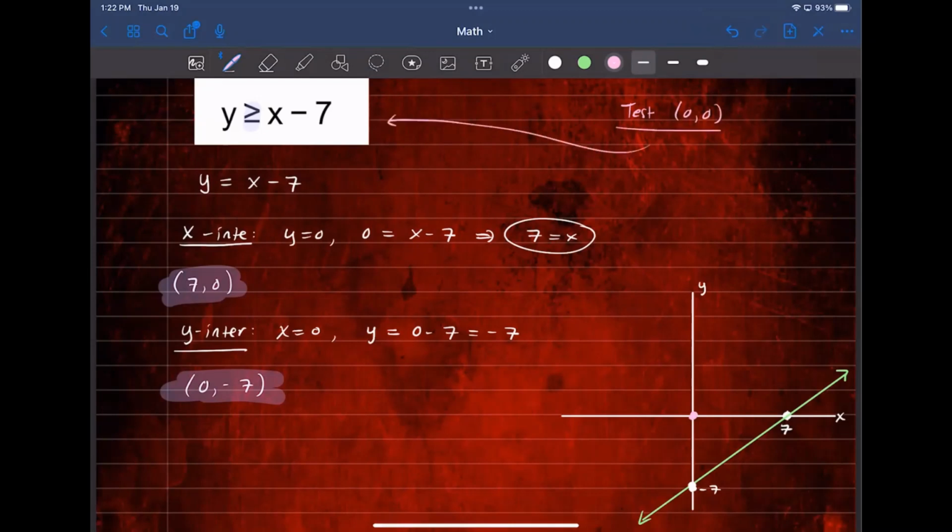So if you plug it in here, you'll have 0 greater than or equal to 0 minus 7. So that tells us that 0 is greater than or equal to negative 7. Is that true? Well, yeah, it is true, right? So we can say that the solution is right here. So the graph of this inequality is this. The upper half of the plane would be the solution to this inequality.